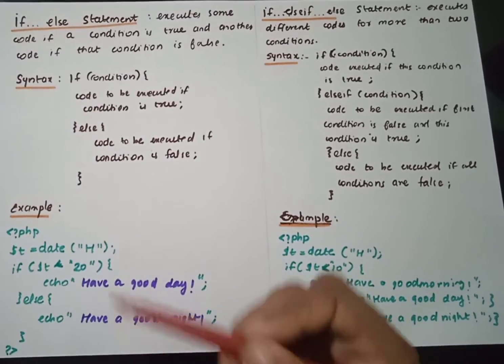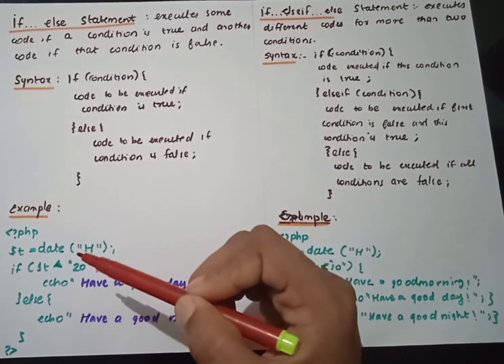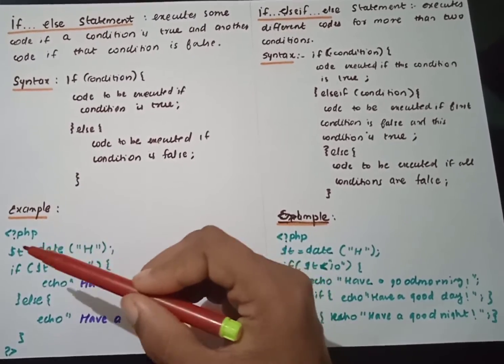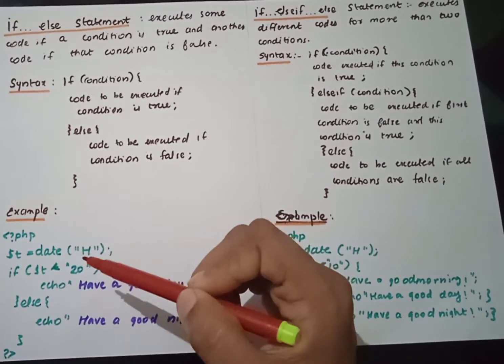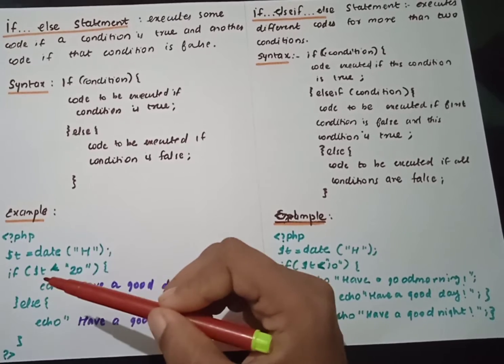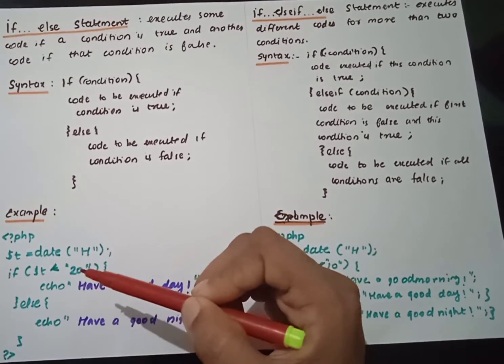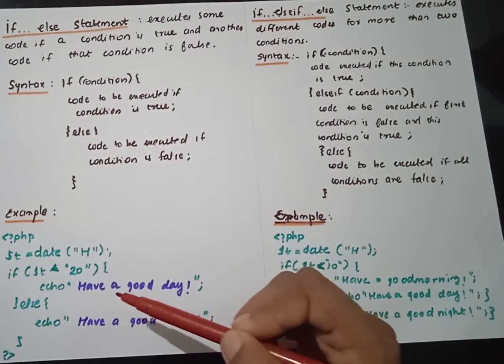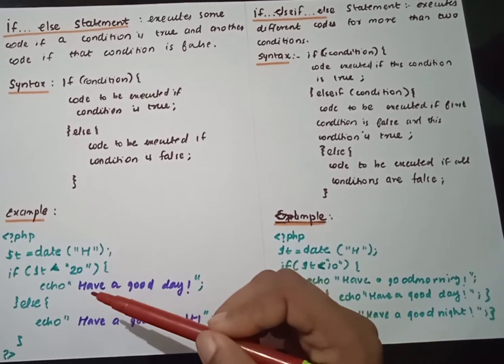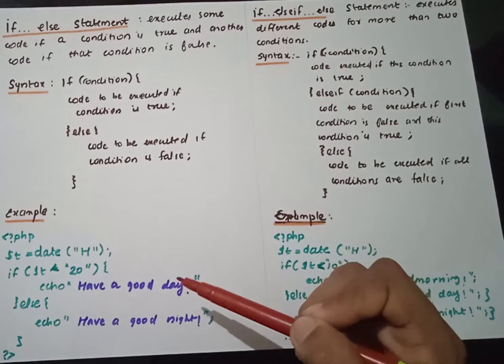So let's see an example here. As earlier, we have the variable t with the value of hours, and we are checking if t is less than 20. If it is so, you can say this is a good daytime. So you can give a message like "Have a good day."